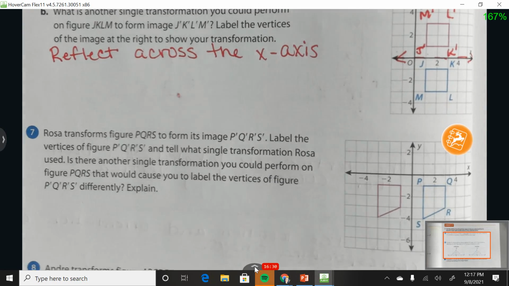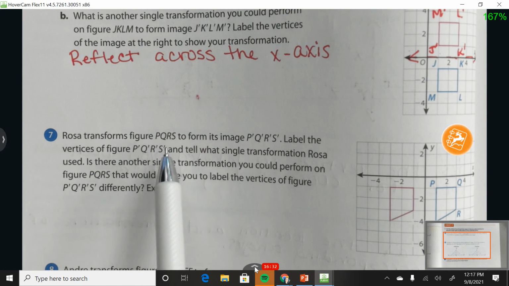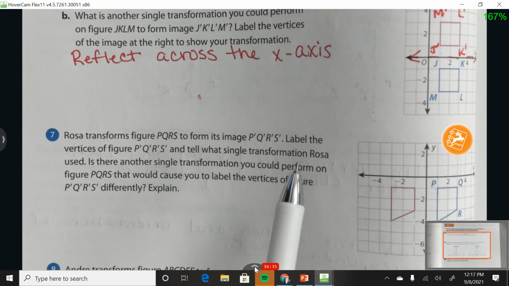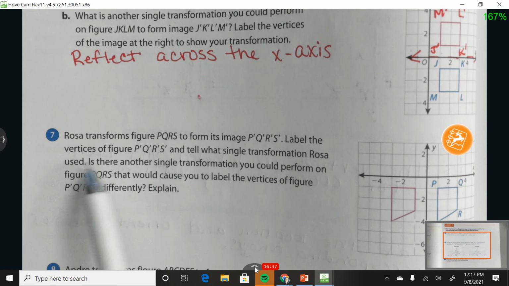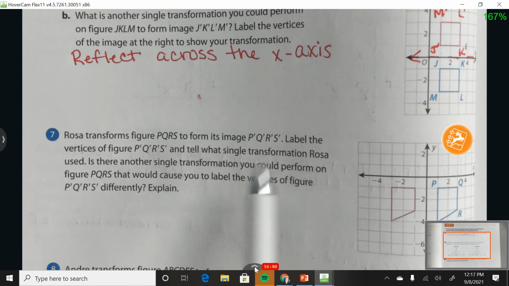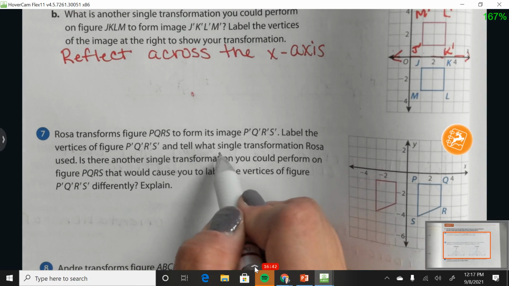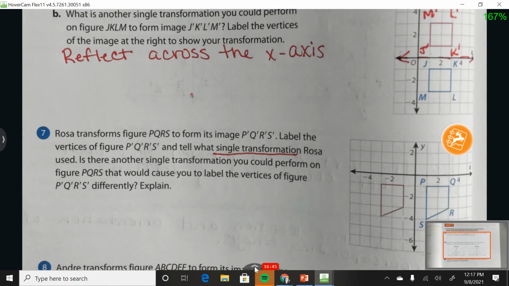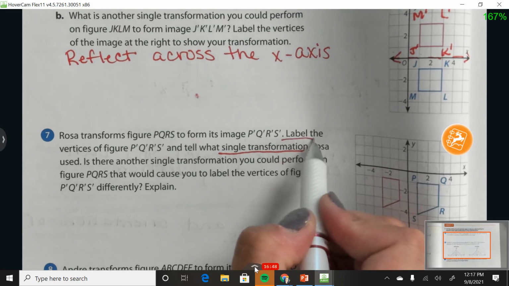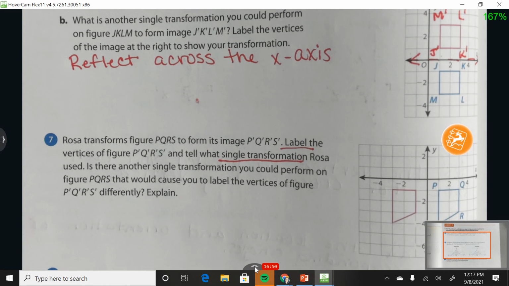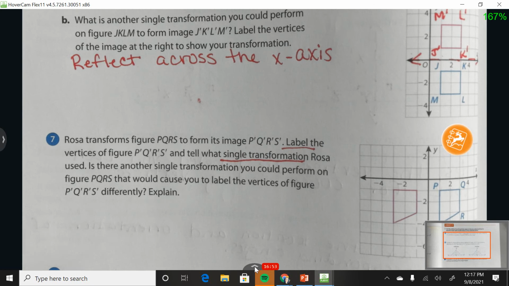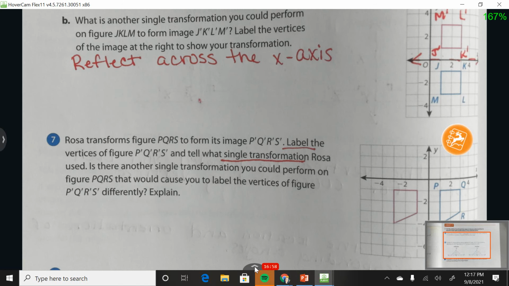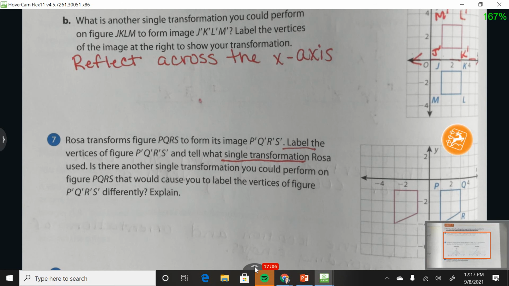Right, number 7, it says Rosa transforms figure PQRS to form P prime, Q prime, R prime, S prime. Label the vertices and tell what single transformation Rosa used. So we're telling what the single transformation is, we're labeling it. Those are the first 2 things you need to do. And then, is there any other transformation you could do? Okay, what is the transformation? And label the new vertices. Do that now.